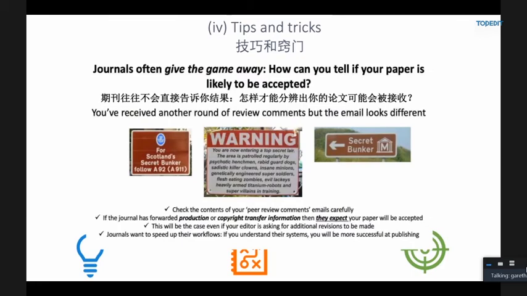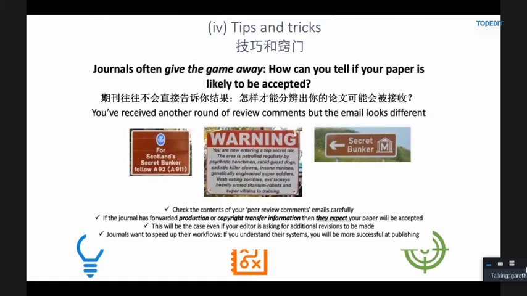So check your emails from journals carefully. I got one of these last week from the Royal Society. It was a rejection with an invitation to resubmit, which is in their case the same thing as major revisions, but also in the email they asked us to sign the image and production copyright forms. This means that the journal, the editor, is expecting the paper to be accepted. This will be the case often, even if the editor is asking for additional revisions to be made. This is because, of course, journals want to speed up their workflows.